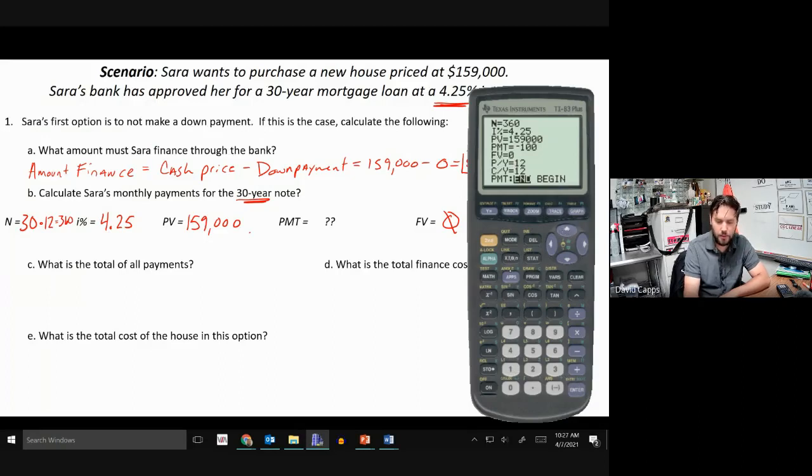So here we go. The future value, alpha, enter. Not the future value, I'm sorry, this is 0. I apologize. The payment here, alpha, enter. There it is. $782.18.